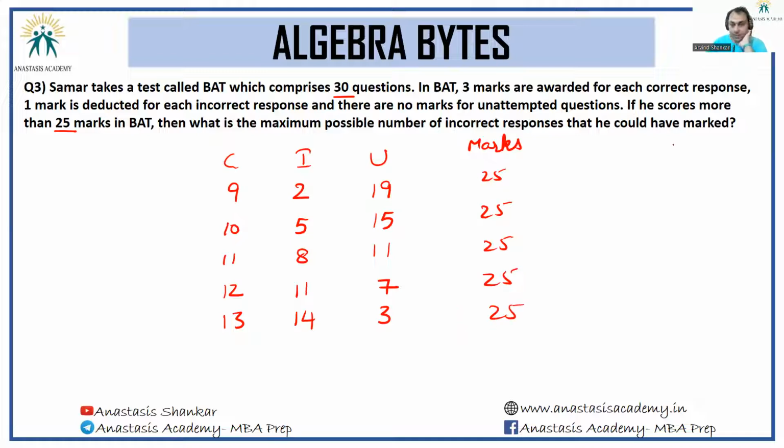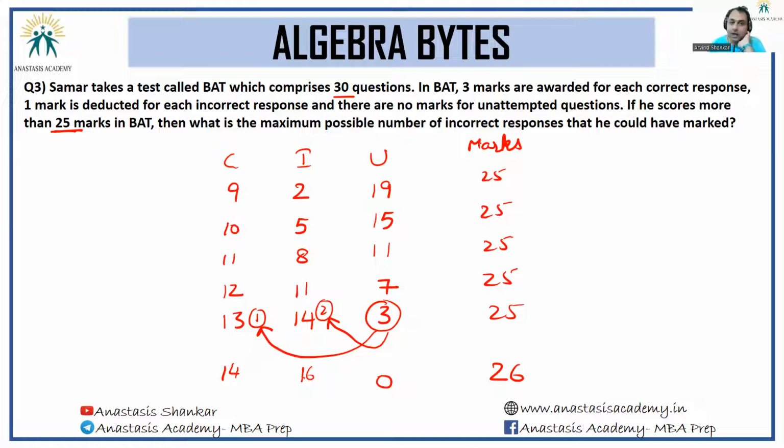But the question had asked me if he scores more than 25 marks. So among these 3 unattempted questions, what I'm doing is 1 will go here and the remaining 2 will go here. I will have 14 correct and 16 incorrect, 0 unattempted. Now the total score will turn to 26. All conditions of the question are met.